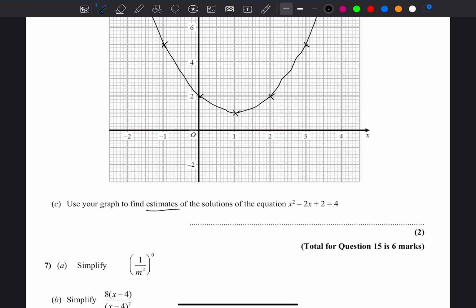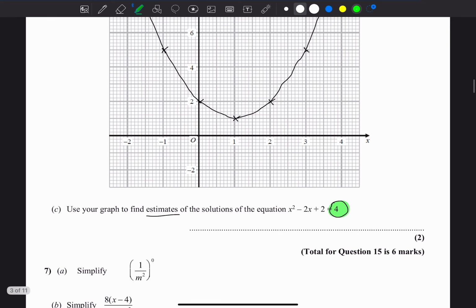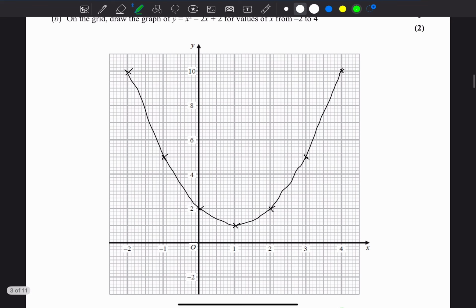Find the estimate for the solution. That is equal to what number? Equals 4. Always look at it: 4 on the what axis? Always the y axis. Where is 4 on the y axis? There it is. Draw a straight line using a ruler. Ta-da.